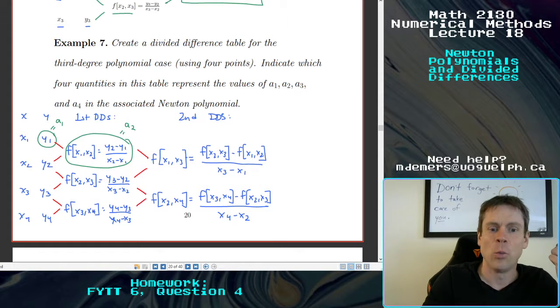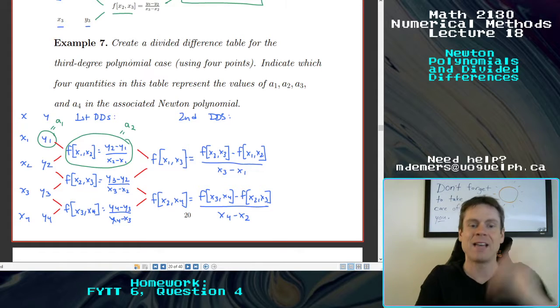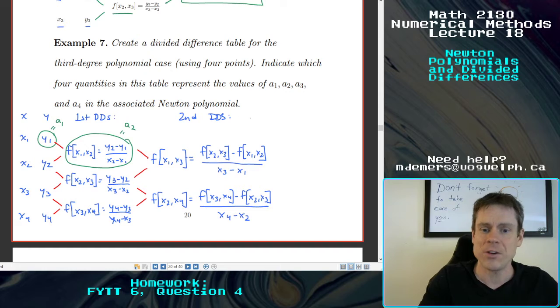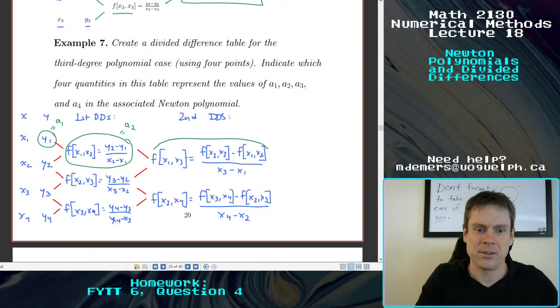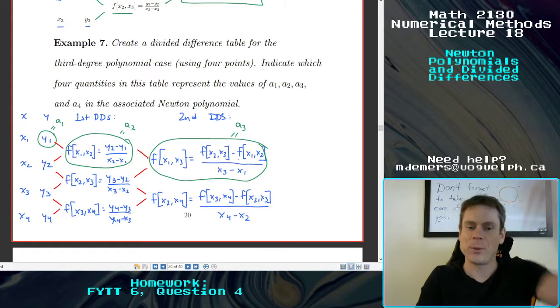And see, we have to go one more layer deep to get that last coefficient. The third coefficient is given by this ratio right here. I guess it's big. This is it right here. This is going to be our A3 in our polynomial that we described at the top.